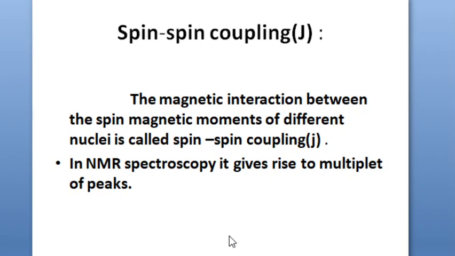So the magnetic interaction between the spin magnetic moments of different nuclei is called spin-spin coupling or J coupling. In NMR spectroscopy, it gives rise to multiplets of peaks. Just now we have calculated the multiplets of peaks, and because of this spin-spin coupling, the spin magnetic moments of adjacent protons couple. When they couple, it leads to a phenomenon called multiplicity of peaks.